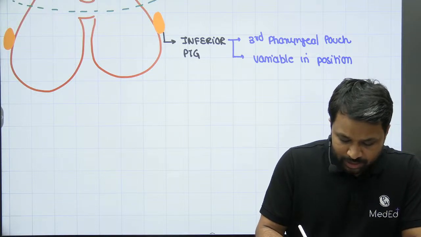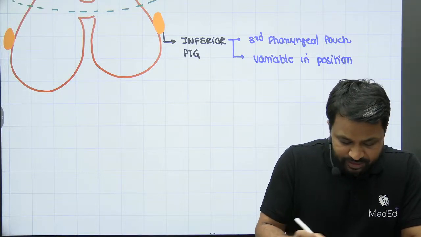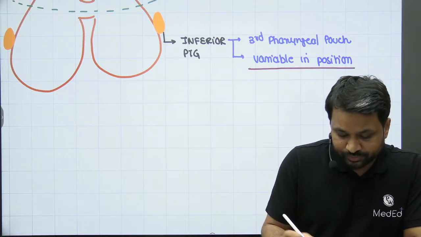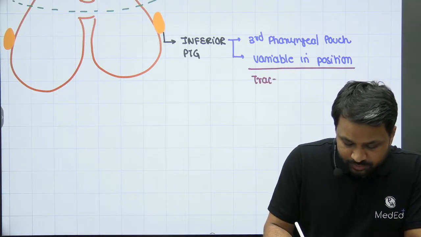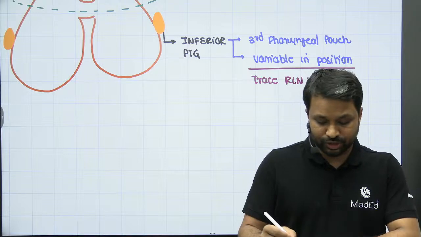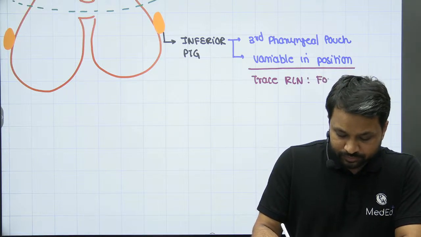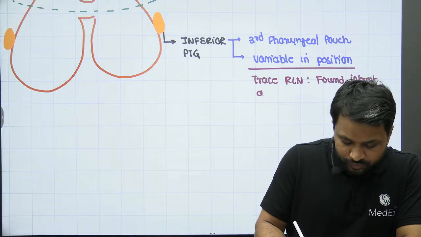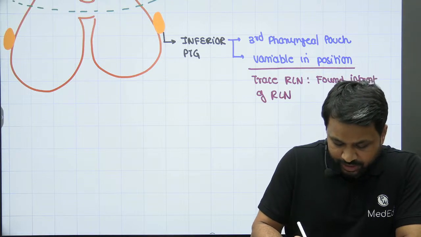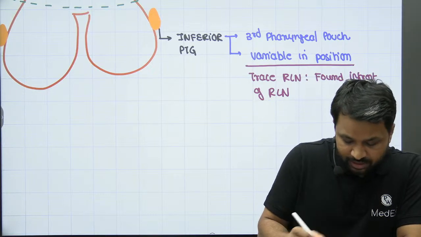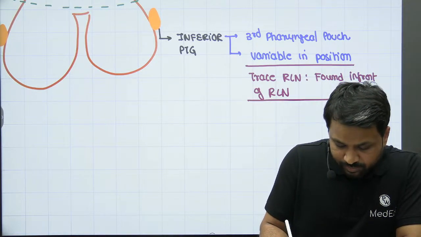The best way to localize the inferior parathyroid gland is to trace the recurrent laryngeal nerve. When you trace the recurrent laryngeal nerve, you will see the inferior parathyroid glands are usually found in front of the recurrent laryngeal nerve, right? So trace it, and in front of the recurrent laryngeal nerve, you can probably find your inferior parathyroid glands.